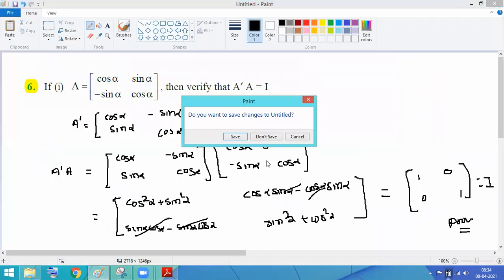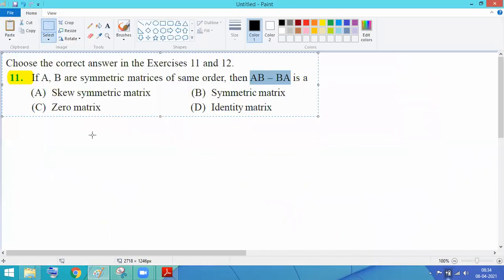Now look at this: A and B are symmetric. It is given in the question, and they are of the same order. We have to check what AB minus BA will be. It could be symmetric, an identity matrix, a zero matrix, or anything else. So first I'll check the symmetry.